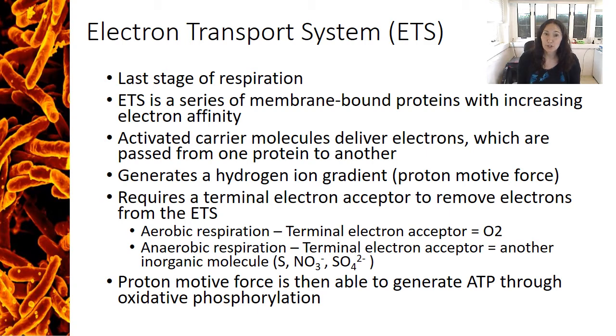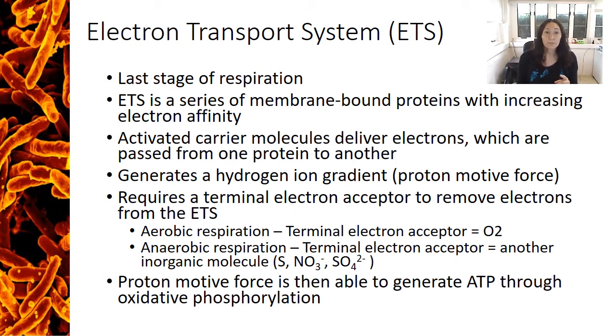The electron transport chain, or electron transport system, is the last stage of respiration. It consists of a series of membrane-bound proteins that all have an increasing affinity for electrons as you go down the chain. This means that each protein in the chain actually wants to bind the electrons a little bit more than the protein that was before it. So it's going to steal the electrons from it and pass the electrons from one protein to another. As these electrons get passed, they're going to release a little bit of energy, and that energy is going to power the transport of hydrogen ions out of the cell.